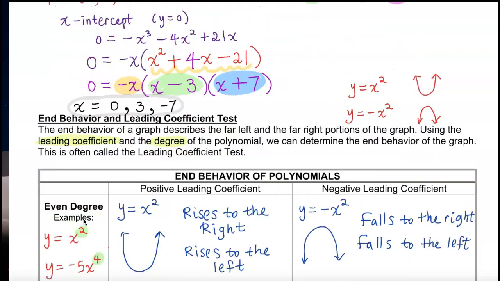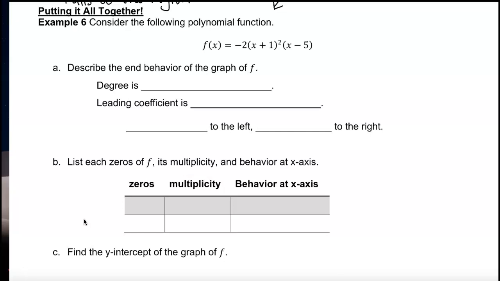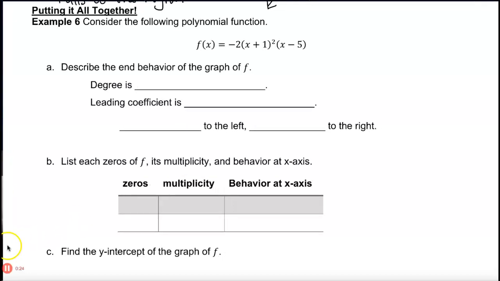In this video, we will finish section 2.2. The example that we are looking at together is called putting it all together. All the things that we talked about, end behavior, multiplicity, x-intercepts, y-intercepts, we're going to put all these things together to graph a function. After graphing the function, we will use the graphing calculator to see if we graphed it right. But we're going to do this without a graphing calculator first. So let's take a look.